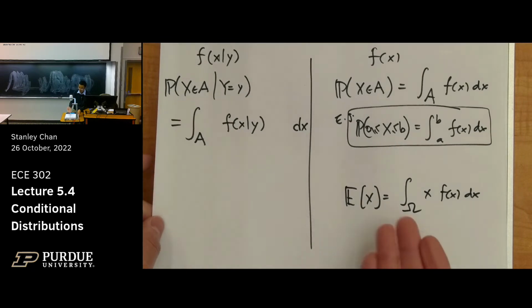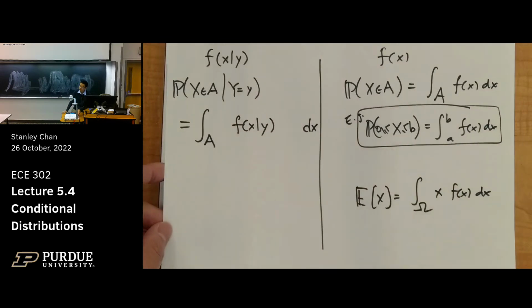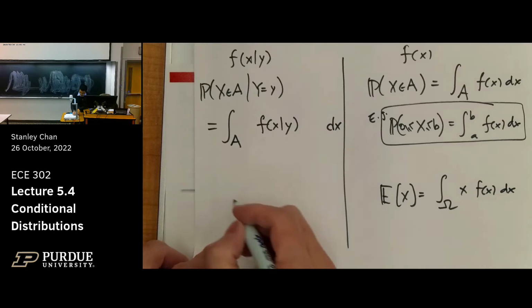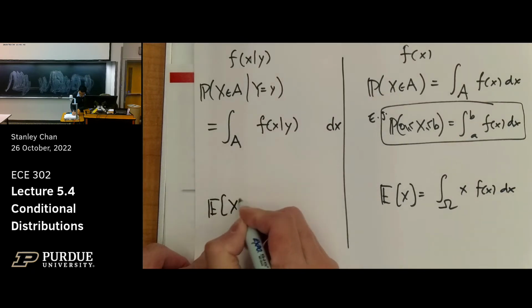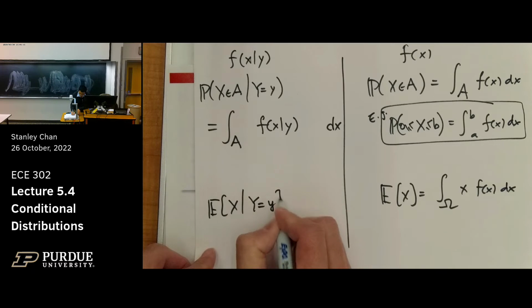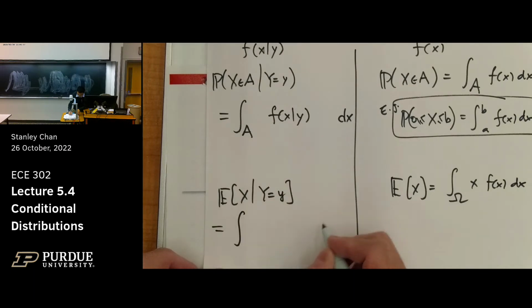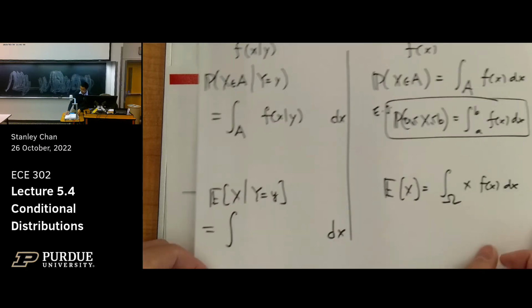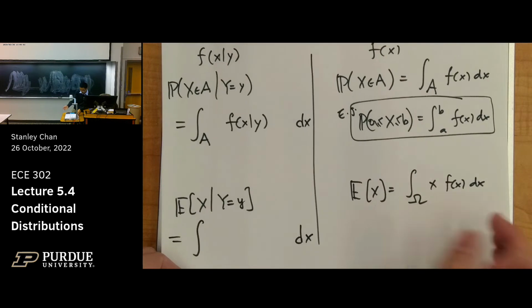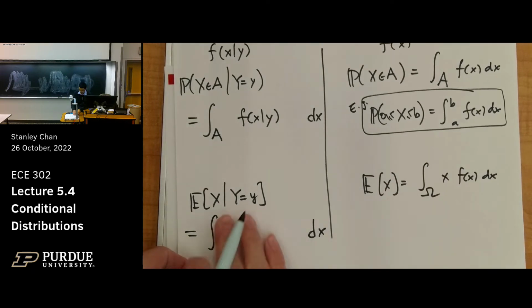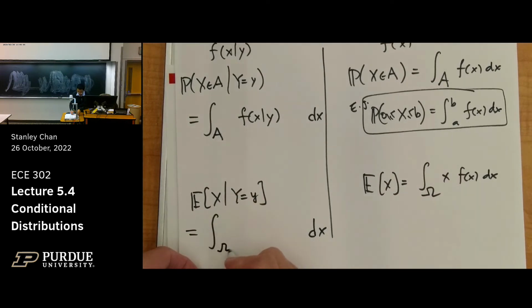So this is the definition of the expectation for one random variable. How about the expected value of X given Y equals small y? What is the definition? Well, it is the integration. It is still dx, right? Whatever you have in the original case, just copy over to the new case, and integrate over the entire sample space. That's an x because you're talking about the expected value.